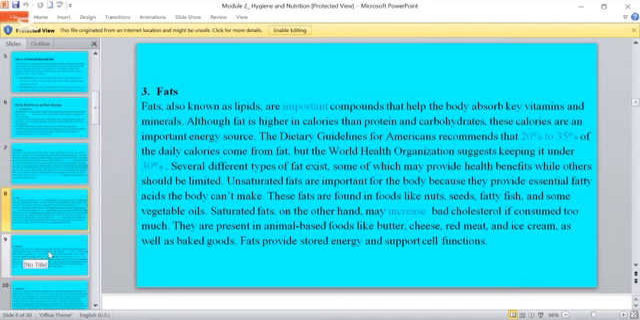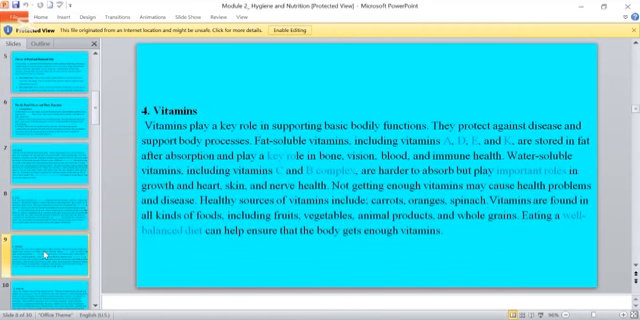Fats, also known as lipids, are important compounds that help the body absorb key vitamins and minerals. Although fat is higher in calories than protein and carbohydrates, calories are an important source of energy, and they are present in animal-based foods like butter, cheese, red meat, ice cream, and baked goods. Fats provide stored energy and support cell functions.